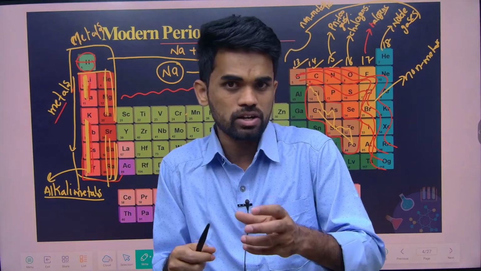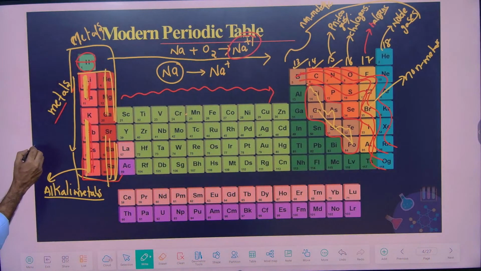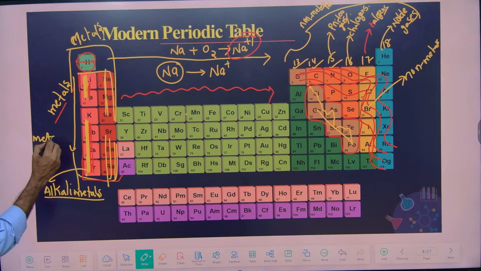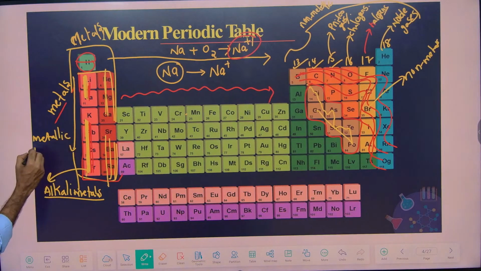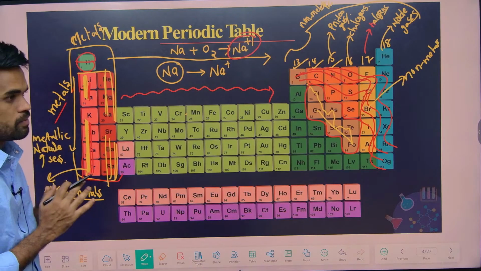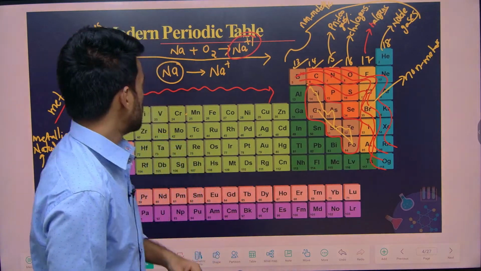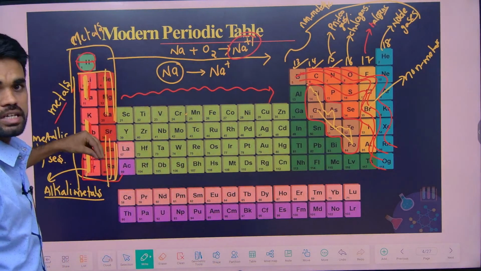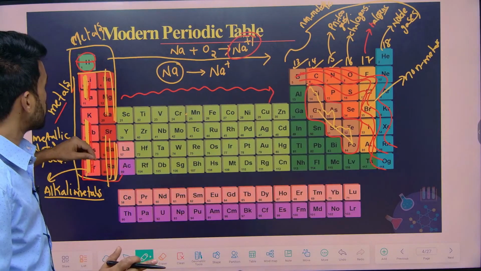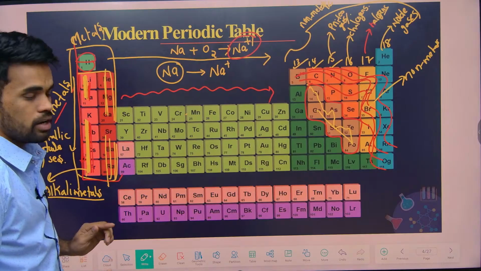It means that electron comes out easily. So electron coming out easily means I can say metallic nature increases down the group. What happens? Metallic nature increases down the group. So in the periodic table, as we move down the group, metals will be at the bottom. Okay. So down the group metallic nature increases. You can remember like that. Okay. So as we move from top to bottom, metallic nature increases.